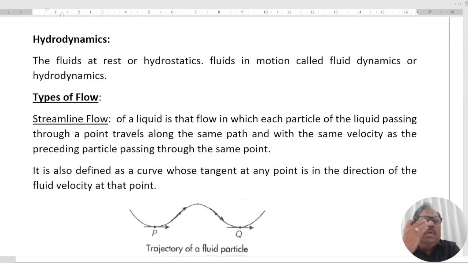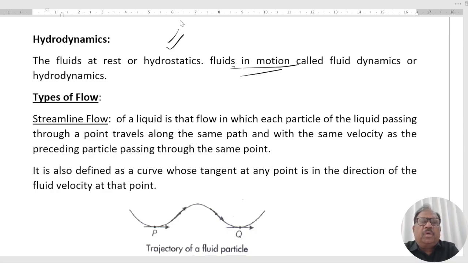Now let us discuss hydrodynamics. What is hydrodynamics? Fluids in motion is called fluid dynamics or hydrodynamics, whereas fluid at rest is known as hydrostatics. A streamline flow of a liquid is that flow in which each particle of the liquid passing through a point travels along the same path and with the same velocity as the preceding particle passing through the same point. That is known as a streamline flow.